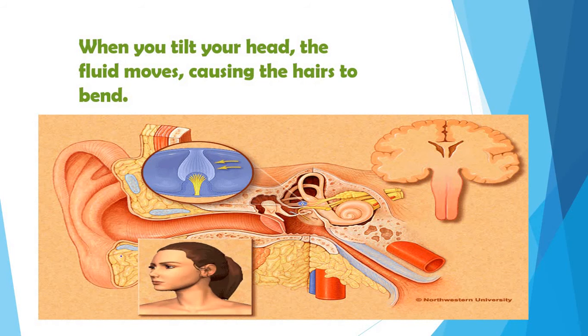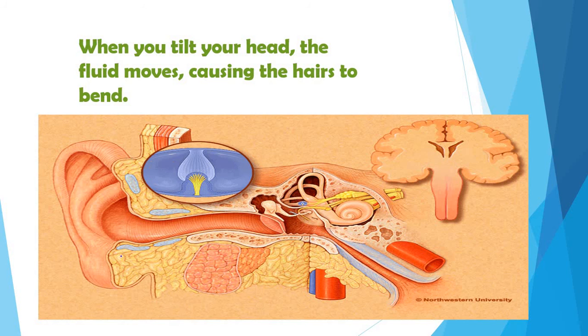When you tilt your head, the fluid moves, causing these hairs to bend like we said, and this movement will be transferred to the brain as electrical impulses and readjust your body's balance.